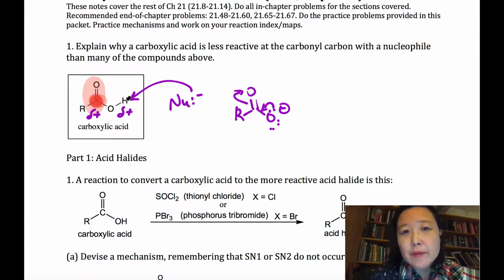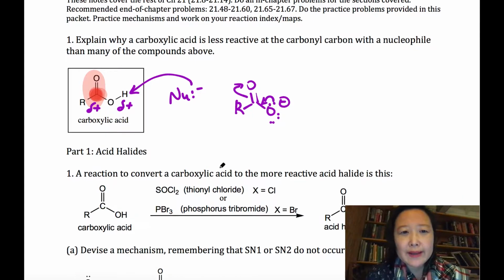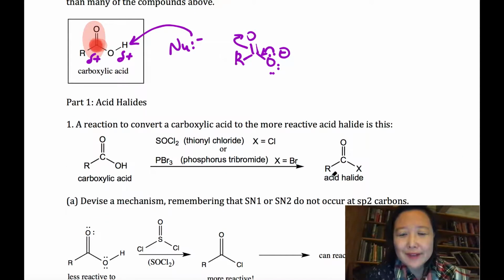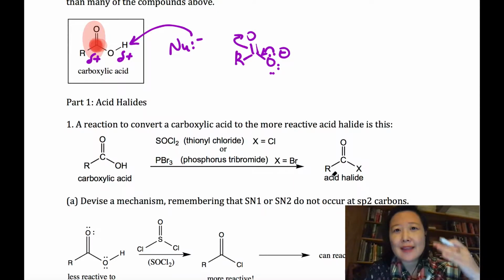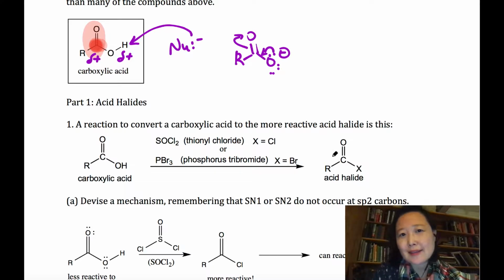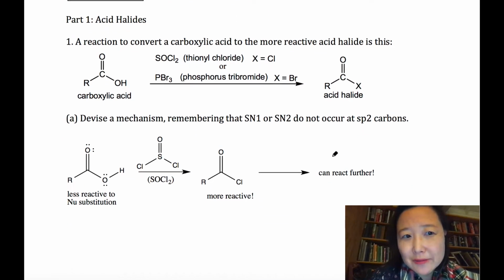So the problem with that then is, how do we change carboxylic acids into other things if we can only grab this hydrogen? So one way to get around that is to convert the carboxylic acid to something else. And why not convert it to the most reactive compound on our ladder of derivatives? So it goes carboxylic acid and amides, and then esters, and then acid anhydrides, and then the most reactive, acid halides.